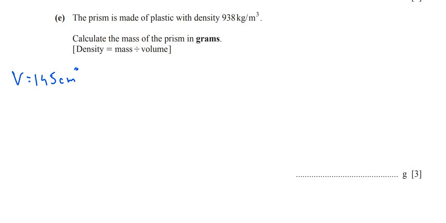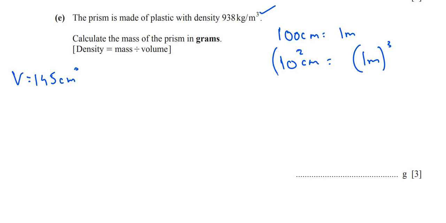Now we first have to change this into meter cube. So if I tell you that 100 centimeter is equal to 1 meter, instead of writing 100 centimeter, can I write 10 raised to power 2 centimeter is equal to 1 meter? And since we are talking about cube, if I cube this whole thing, I will cube this as well. So basically 10 raised to power 2 multiplied by 3 is equal to 1 meter cube.